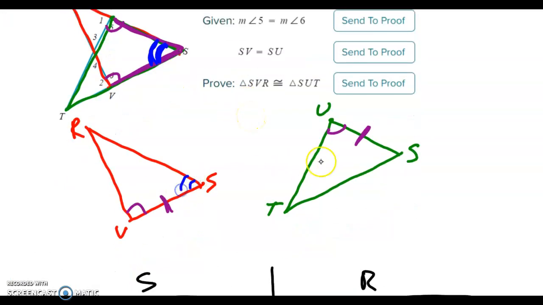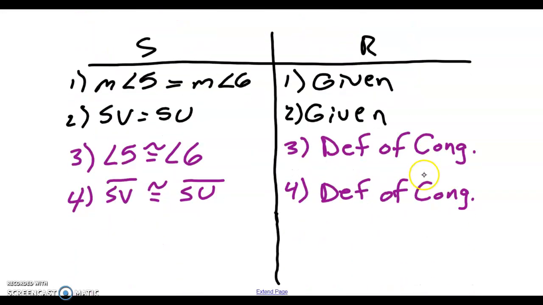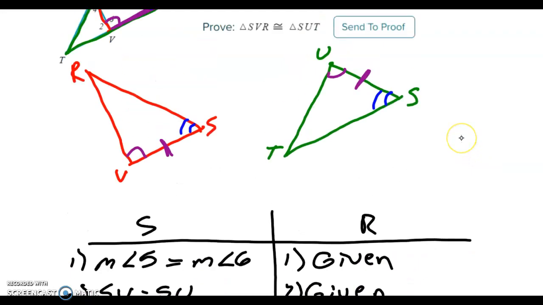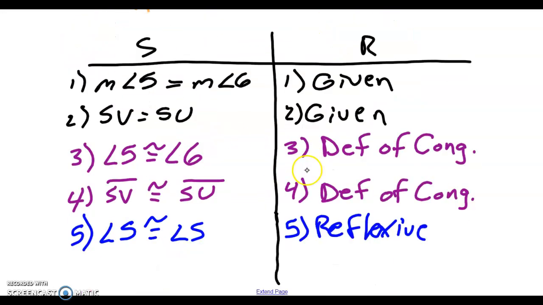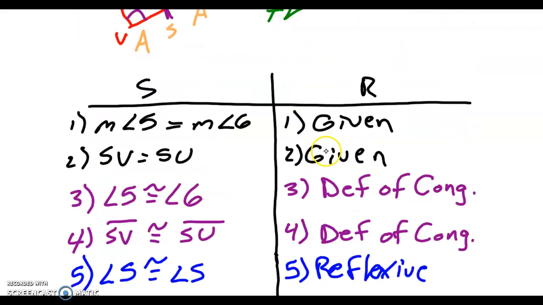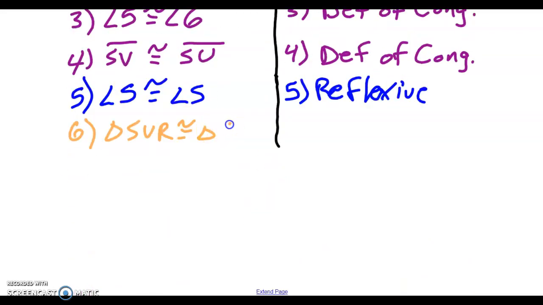So that angle is going to be congruent to itself, and you can just say on the Alex proof, you can just say angle S. So angle S is congruent to itself because of the reflexive property, and then to finish, we are going to be able to say angle, side, angle. So those two triangles, triangle SVR is congruent to triangle SUT, I think. Yep, SUT by angle, side, angle.